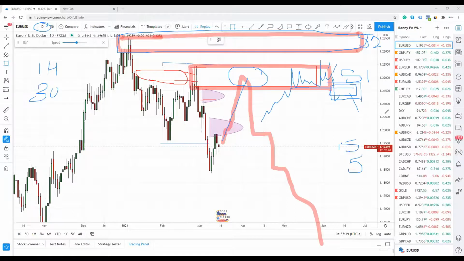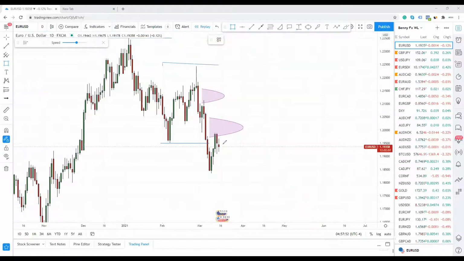Okay, Benny, but how about the gap here? The two gaps that you drew, how are we going to treat these two? The price will come back to fill. You see, the price might just come back to fill and then go down. This is something that we cannot predict, right? We can never know what price will do. Price might just come here and fill the gap. This is what the price might even do, right?